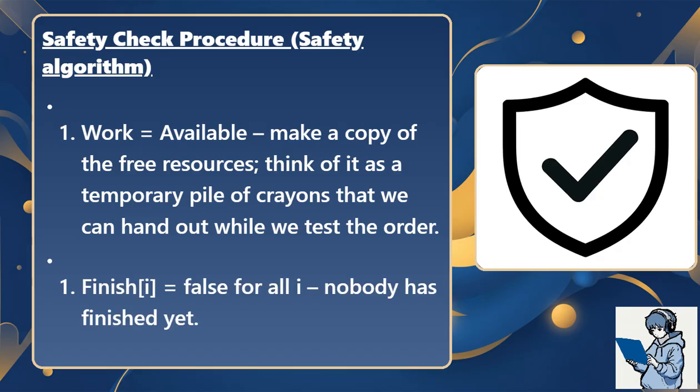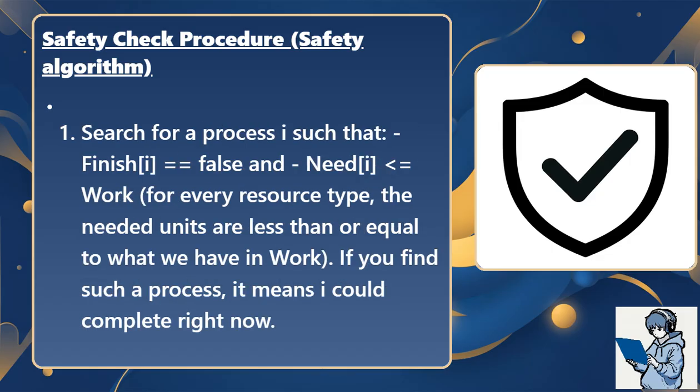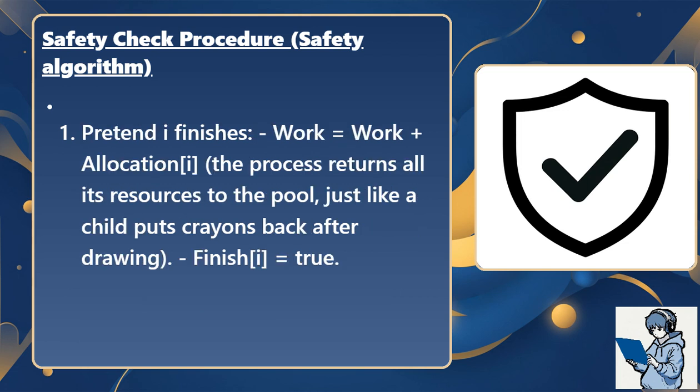Step 2: finish[i] equals false for all i, nobody has finished yet. Step 3: search for a process i such that finish[i] equals false and need[i] is less than or equal to work. For every resource type, the needed units are less than or equal to what we have in work. If you find such a process, it means i could complete right now. Step 4: pretend i finishes. Work equals work plus allocation[i]. The process returns all its resources to the pool, just like a child puts crayons back after drawing. Finish[i] equals true.